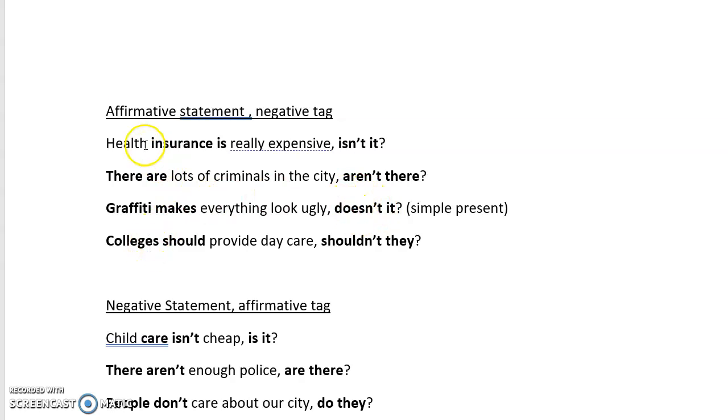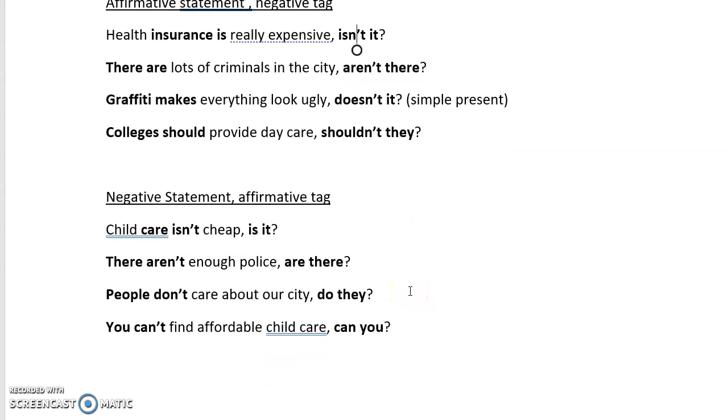Here's the last example for affirmative statement, negative tag. Colleges should provide daycare, shouldn't they? Okay, here's another kind of easy rule for tag questions. If you have a modal in the statement, then the tag will have a modal, not the main verb. So colleges should becomes shouldn't. And we use the word they because we're talking about the subject colleges, plural. Okay, so let's look at the negatives now.